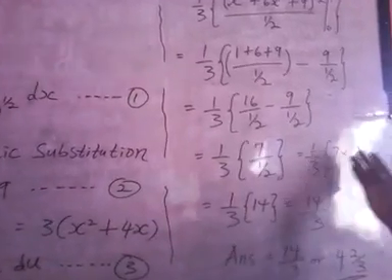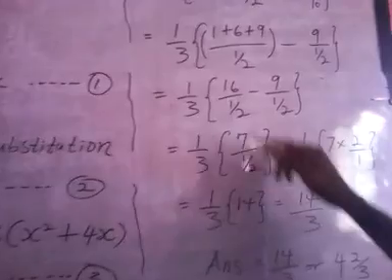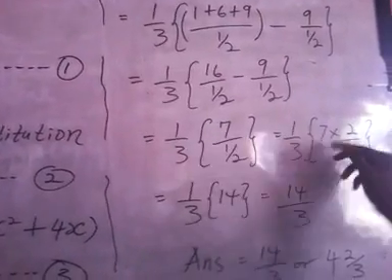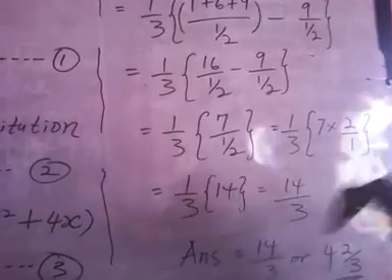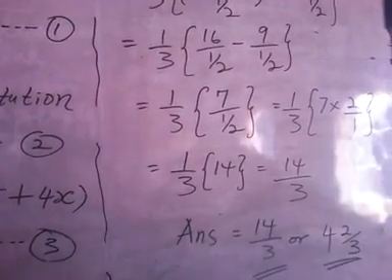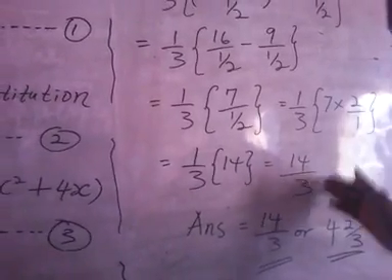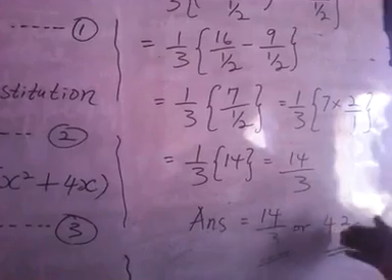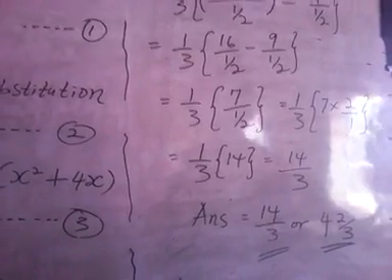And then it's now simpler to simplify. Once we bring this up, we have 7 times 2 over 1. And then we have 14. Then we simplify 4 and a half, 14 over 3. So the answer is 14 over 3, or 4 whole number 2 over 3.